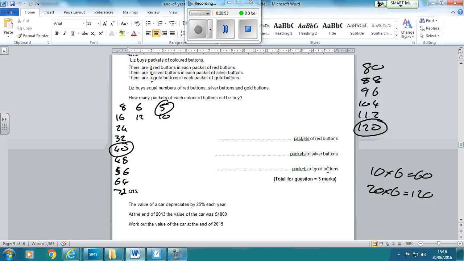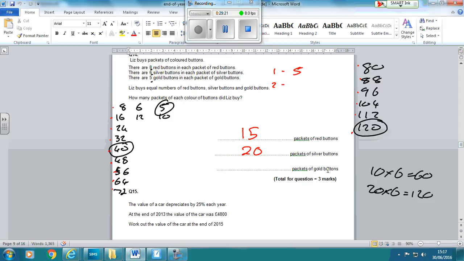So yes. And therefore we need, let's see, that's 1, 2, 3, 4, 5, 6, 7, 8, 9, 10, 11, 12, 13, 14, 15. So it's going to be 15 packets of red buttons. 20 lots of 6 is 120. And we see how many times 5 goes into 120. Well, you got 5, so that's 1 lot.